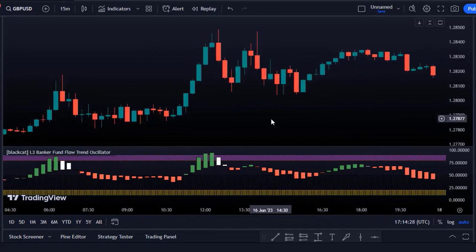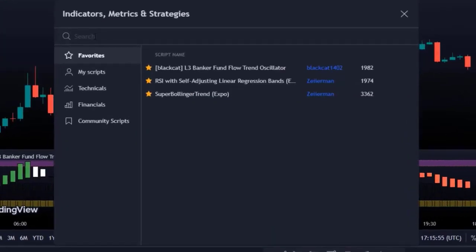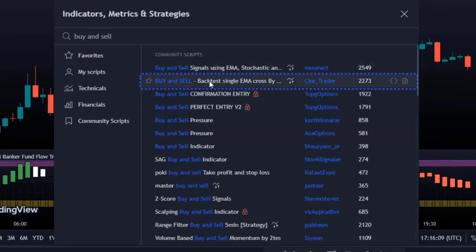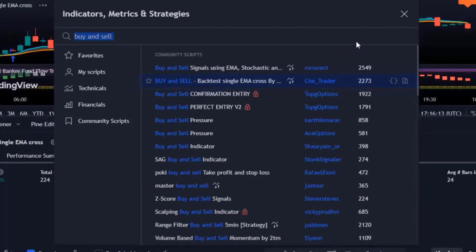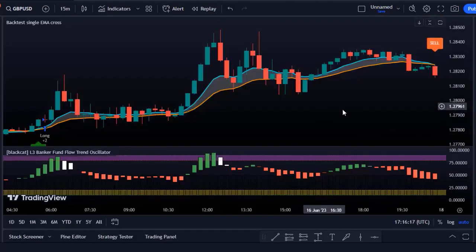Alright, now it's time to introduce our second indicator, which is the Buy and Sell Backtest. This indicator helps us identify precise entry and exit points by analyzing the crossover of two exponential moving averages. To add this indicator to our chart, we'll head back to the Indicators tab and search for the Buy and Sell Backtest. Once we've selected it, we'll see some buy and sell signals appear on our chart, along with an M across and the L3 Banker Fund Flow Trend Oscillator below.